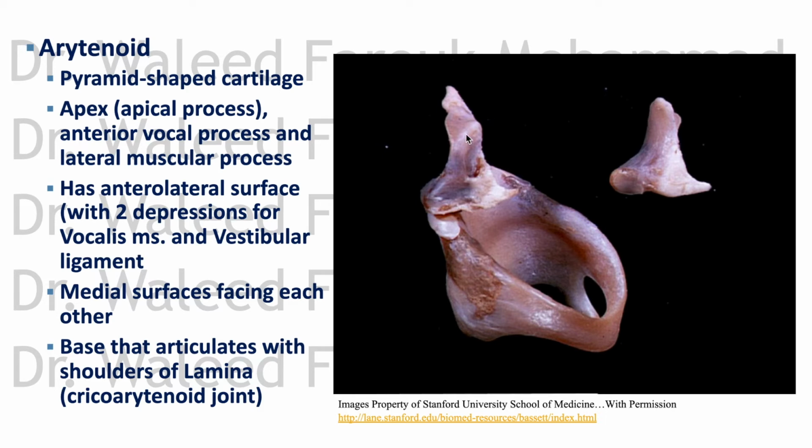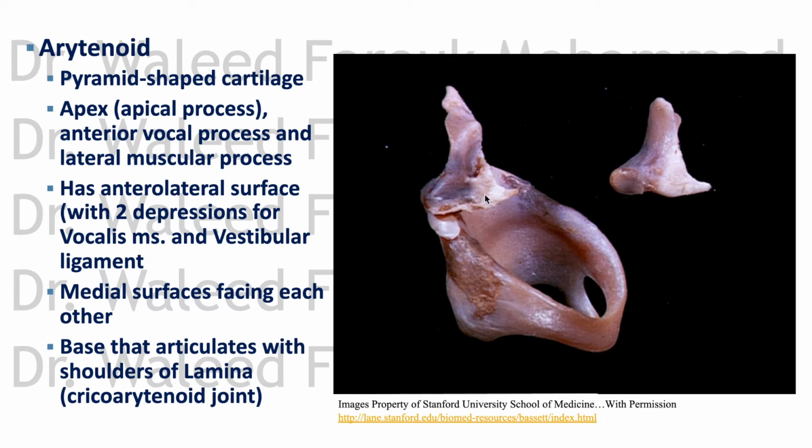We have an apex. We have a base. We have a medial surface facing the other medial surface. And we have an anterolateral surface, the one we are looking at right now. Now, on the anterolateral surface, you will find two depressions for attachment of structures. The superior one will provide attachment to the vestibular membrane. We will talk about it now.